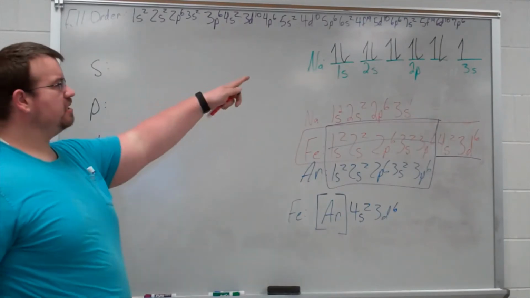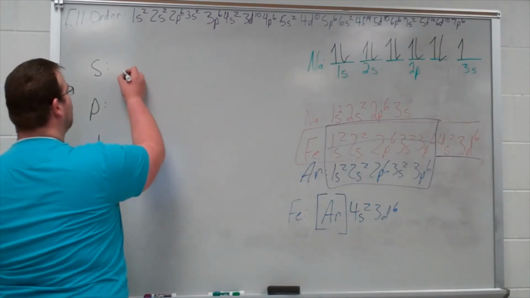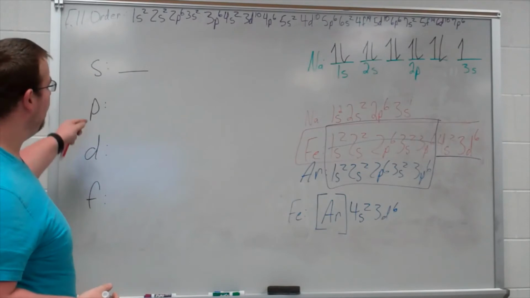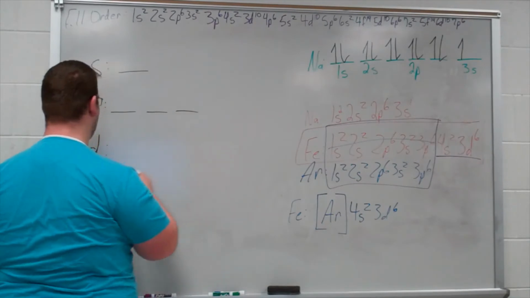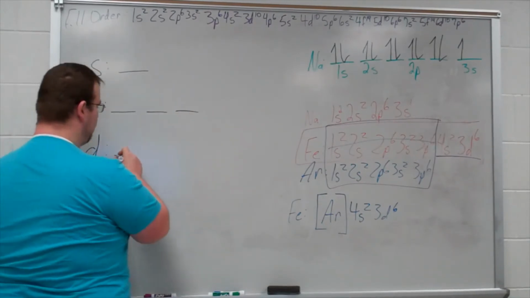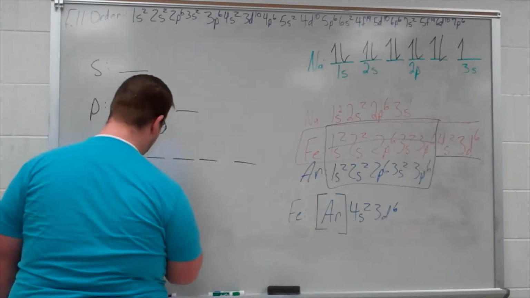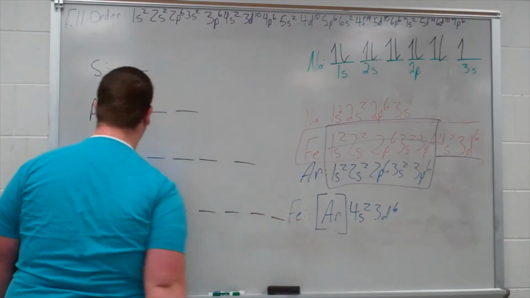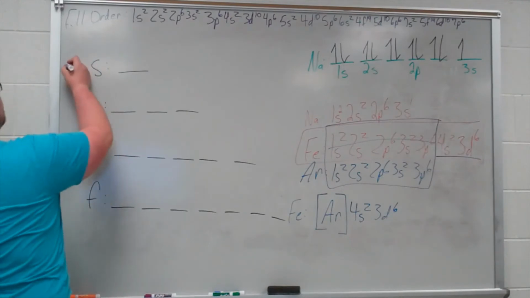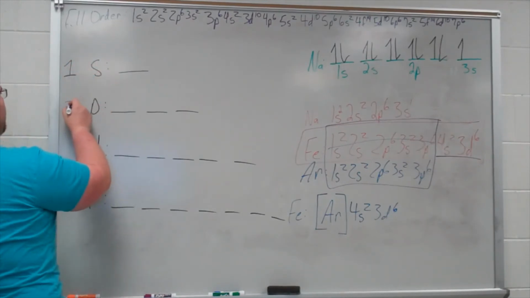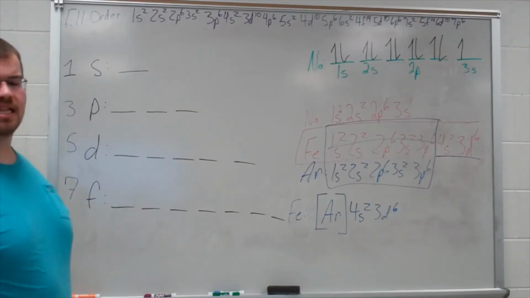How many dashes, I'm going to call these dashes, does an S orbital get? It gets 1. Well, subshell. 1. How many dashes does a P subshell get? 3. 1, 2, 3. D subshell gets 5. 1, 2, 3, 4, 5. F gets 7. 1, 2, 3, 4, 5, 6, 7. So remember, when we're talking number of dashes, how many do they get? S gets 1, P gets 3, D gets 5, F gets 7. Okay? That has to stick in your mind.